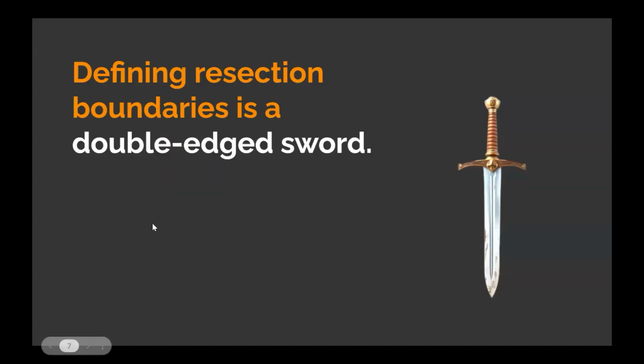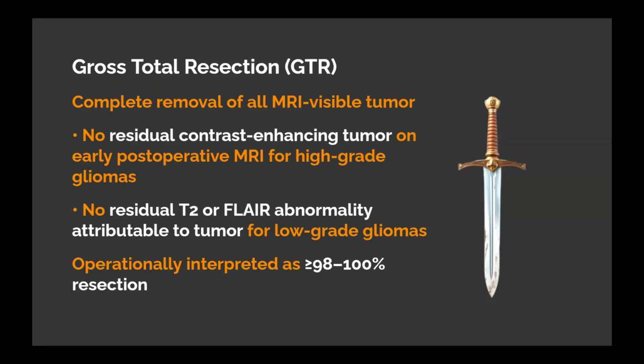And defining resection boundaries is a double-edged sword because extent of resection is a direct indicator of how good the prognosis is going to be. But if you resect too much and cause a new post-op deficit, then it is going to decrease the survival automatically. So it's good to remember that we resect tumors, not patients' futures.